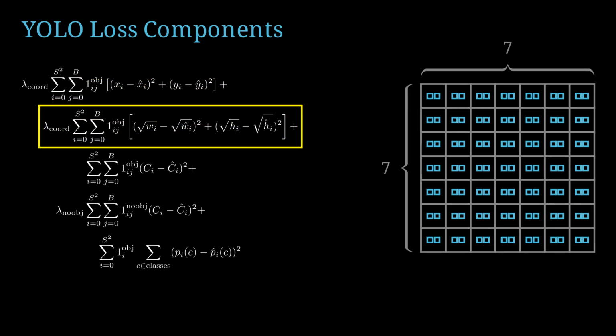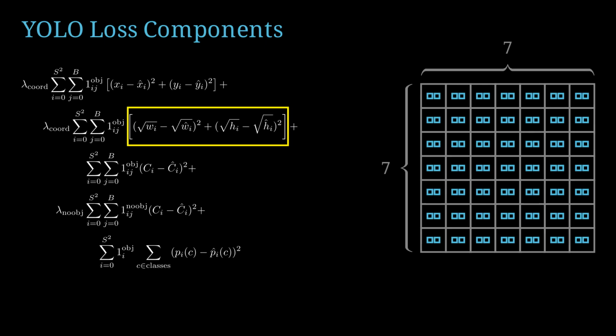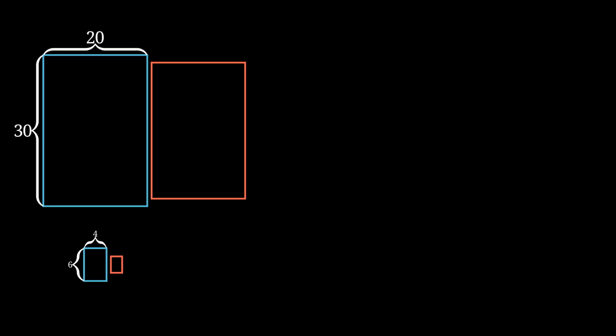The next part is the same as the previous part, but this time for width and height. The only difference is this underroot part. To understand this, let's consider 2 bounding boxes, one with width 20 and height 30, and another with width 4 and height 6. The predicted bounding boxes for the first are with a width of 18 and height of 27, and for the second predicted bounding box is of width 2 and height 3.